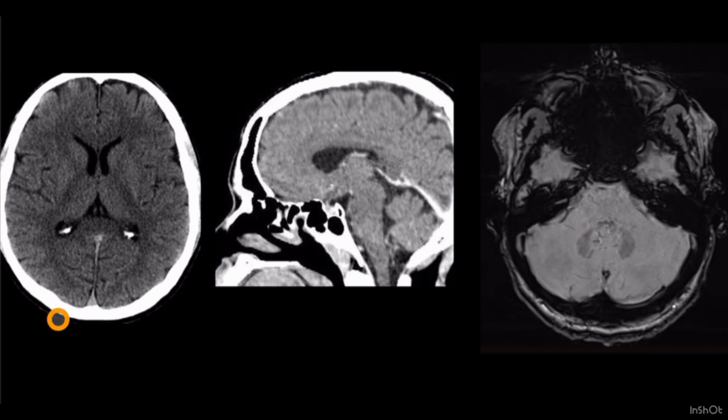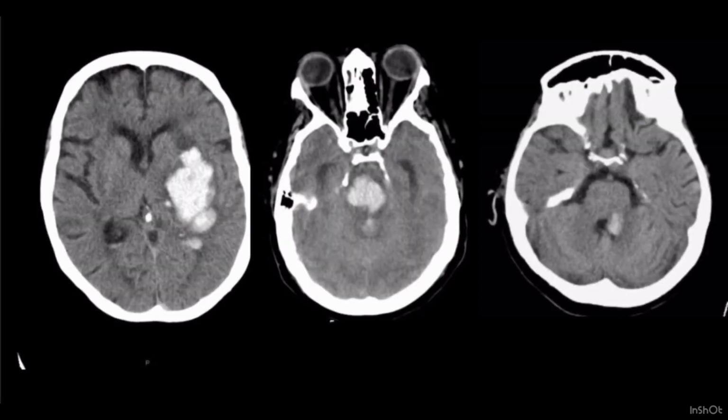Now let's see some examples. In the first case, you can appreciate that there is a bleed inside the lentiform nucleus, with very little surrounding edema, and the shape of the bleed is lobulated. You can also appreciate some foci of blood in the occipital horn of the left lateral ventricle.